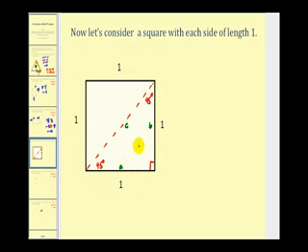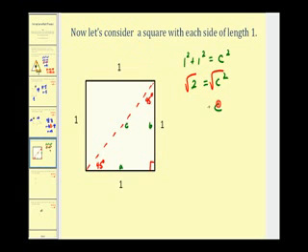So we'll call these two legs A and B. The hypotenuse would be C. So we're going to have 1 squared plus 1 squared must equal C squared. So we have 2 equals C squared. So we have C equals square root 2. So now we know the relationship among the three sides of any 45, 45, 90 right triangle.